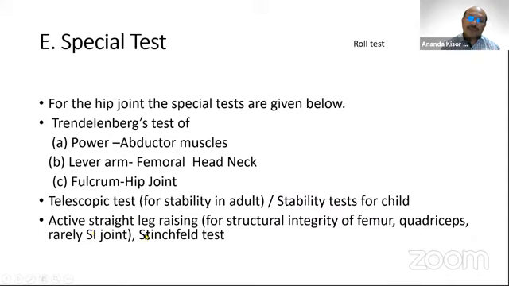Active straight leg raising is most important for surgery, and it indicates the structural integrity of the femur, quadriceps, and especially the SI joint. Especially the active straight leg raising against resistance is basically the basis of the Stinchfield test. It increases the loading force inside the hip joint. So if there is any disease of the hip joint, the patient will complain of severe pain and resistance. Active straight leg raising, with or without resistance, is another test. The Trendelenburg test and the telescopic test, these are the basic three tests that must be done for any hip joint case.